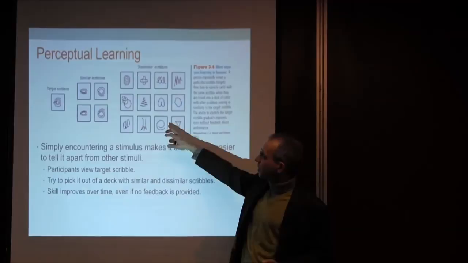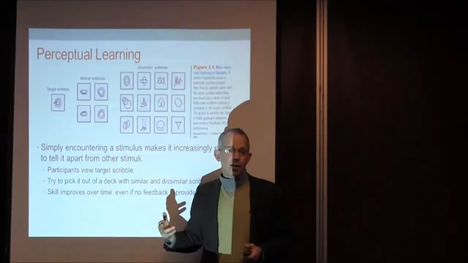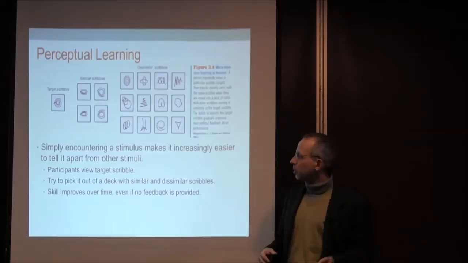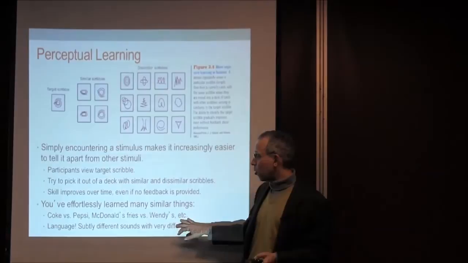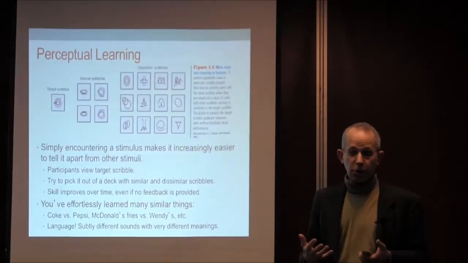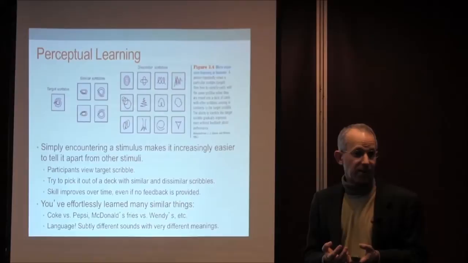And even if you don't give people feedback on this, so it's not like you're telling them whether they're getting it right or wrong, just the very act of processing the stimulus makes it easier and faster. So you get better and better at doing something even without feedback because you're familiar with it. So you've effortlessly learned many things, for example, the difference between Coke and Pepsi, McDonald's fries or Wendy's fries, et cetera. As you become familiar with these things, you begin to pay attention and recognize the difference. So the idea is that you'll learn, sometimes by discrimination learning, to really be able to tell the difference between a Coke and a Pepsi after a lot of experience, even if initially they may taste the same.